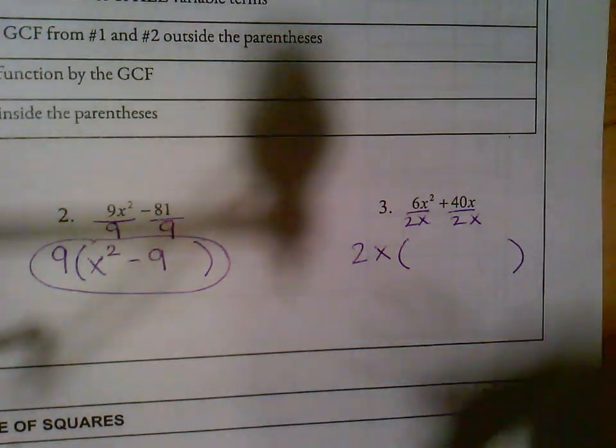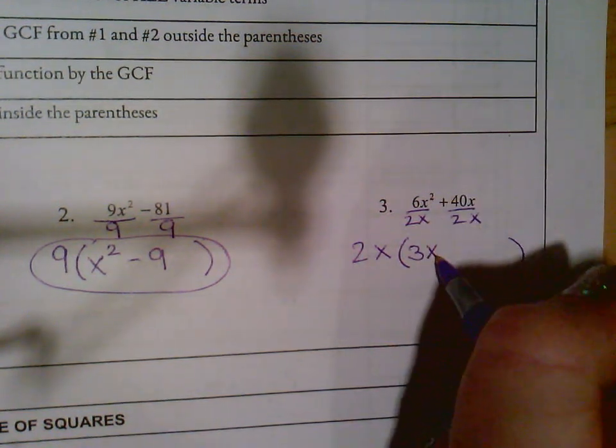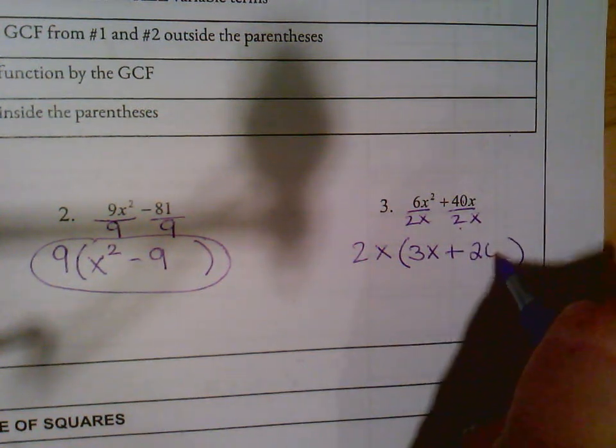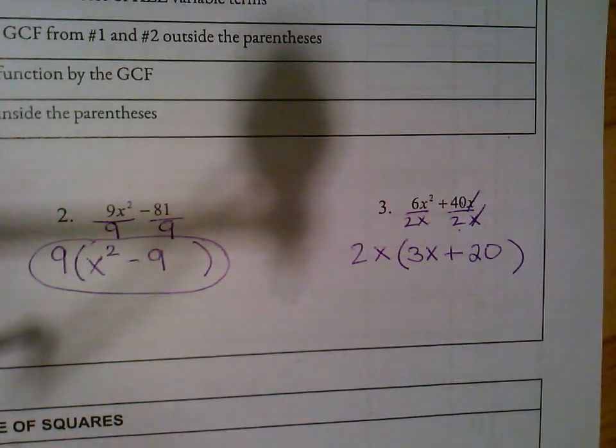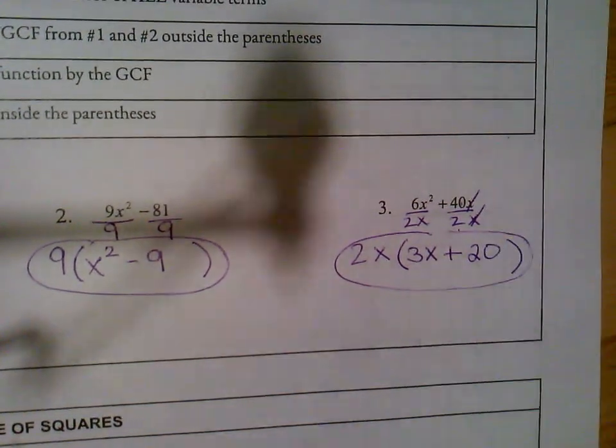6 divided by 2 is 3. X squared divided by x is x. 40 divided by 2 is 20, and the x's would divide out. So when you get your factored form, you have two things that you can check.